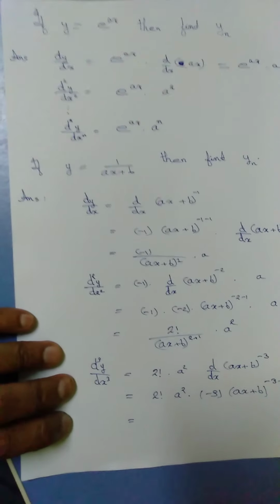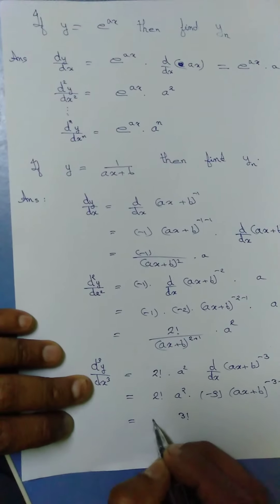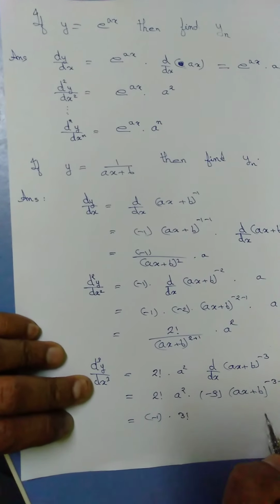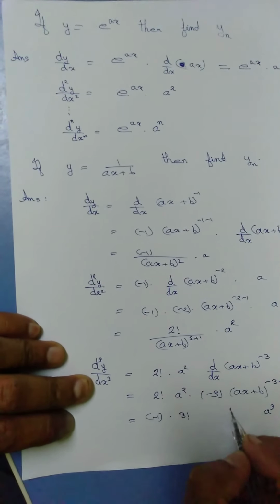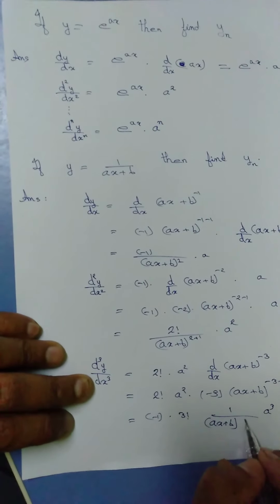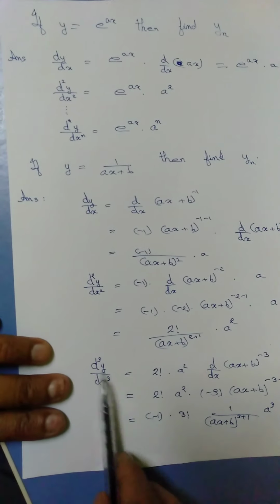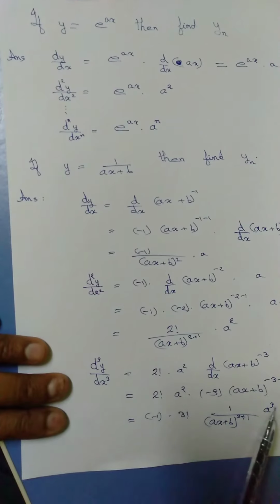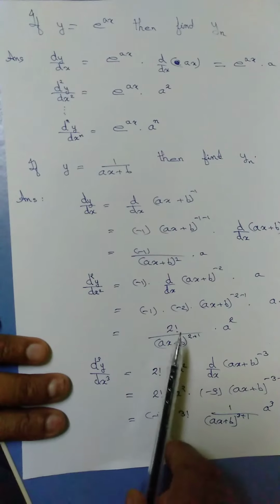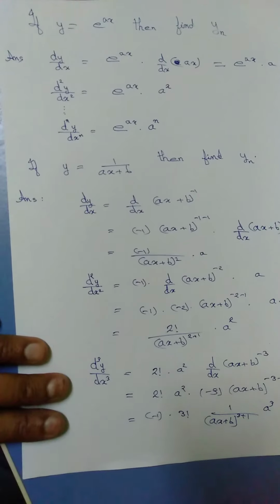That we can write as factorial 2 into 3 will give you factorial 3, of course with the minus 1 as well, and you have a cube here, and you have 1 by ax plus b to the power 3 plus 1. Third derivative: 3 plus 1, a cube, factorial 3 and minus sign. Second derivative: factorial 2, a square, ax plus b to the power 2 plus 1.